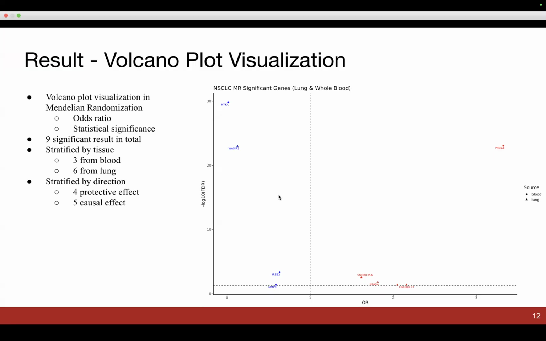Additionally, we shape the points based on the source of our exposure. For instance, the circle ones are from blood and the triangle ones are from the lung. The horizontal asymptote basically marks the statistical significance threshold, which is FDR less than 0.05. We have 9 significant results in total. When stratifying by tissue, we have 3 significant results from blood and 6 from lung. And when stratifying by direction, we have 4 protective effects and 5 causal effects.